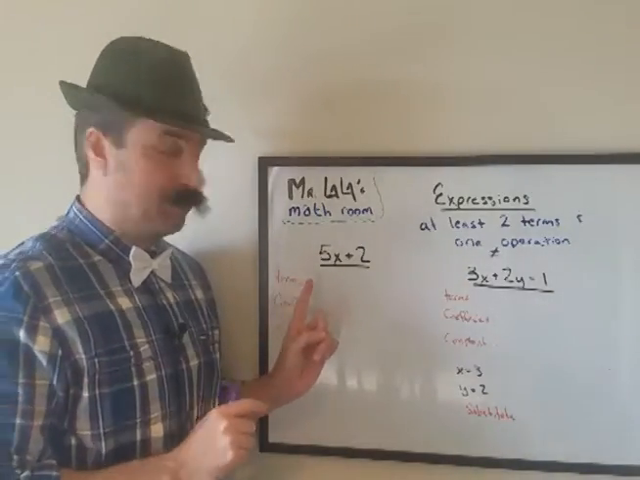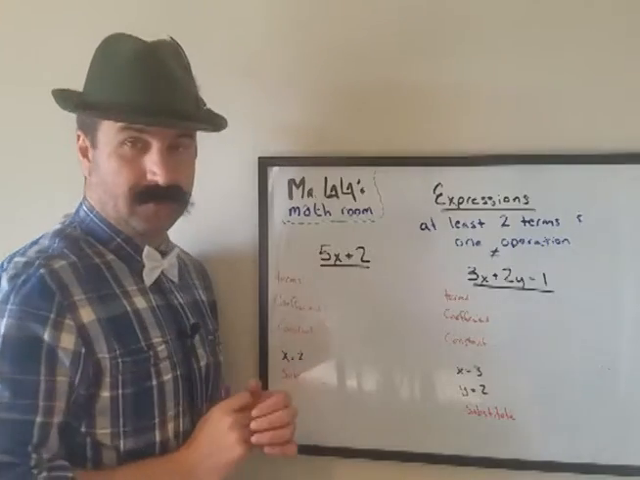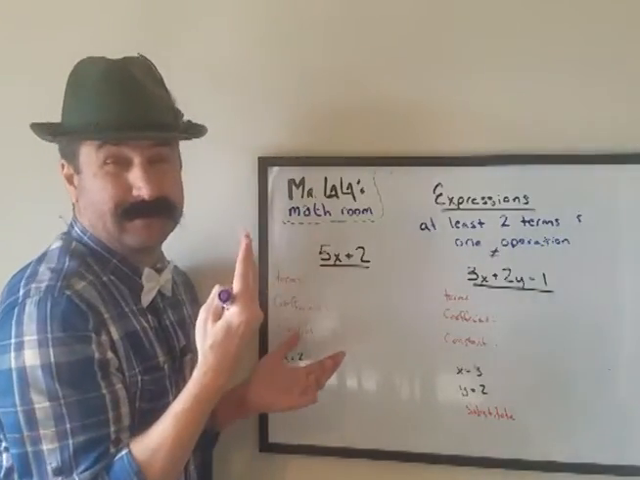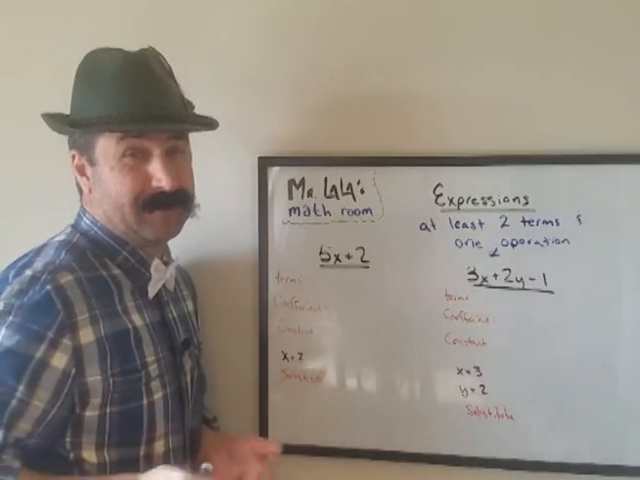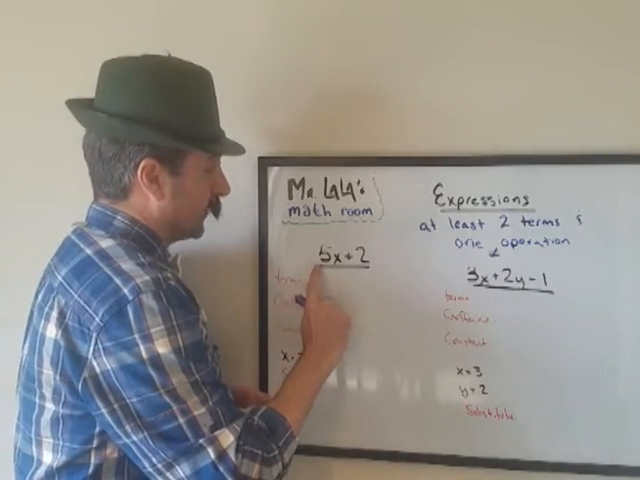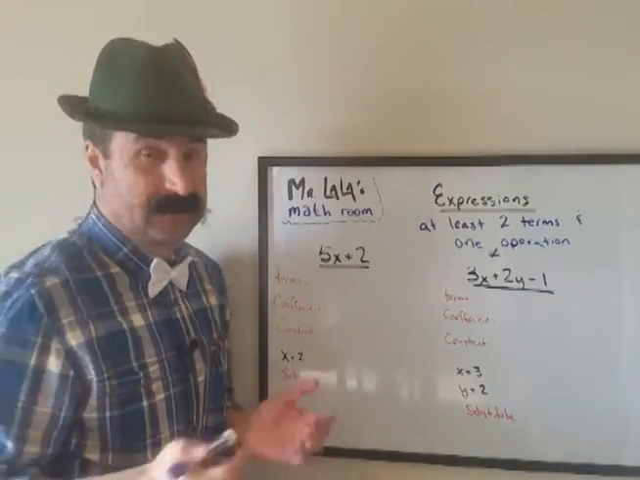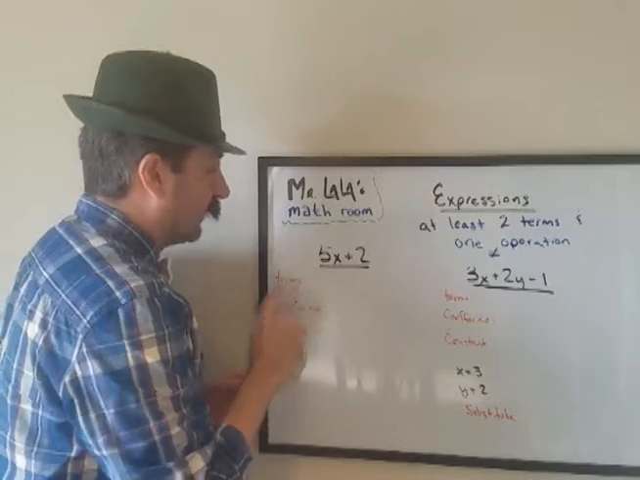So here we are. For our first example, we have 5x plus 2. Yeah, and this is a very little expression. Look, it's cute, little 2 terms. But here we have the 2 terms and the operations. That's how we know it's an expression, yeah? And so we have the questions.